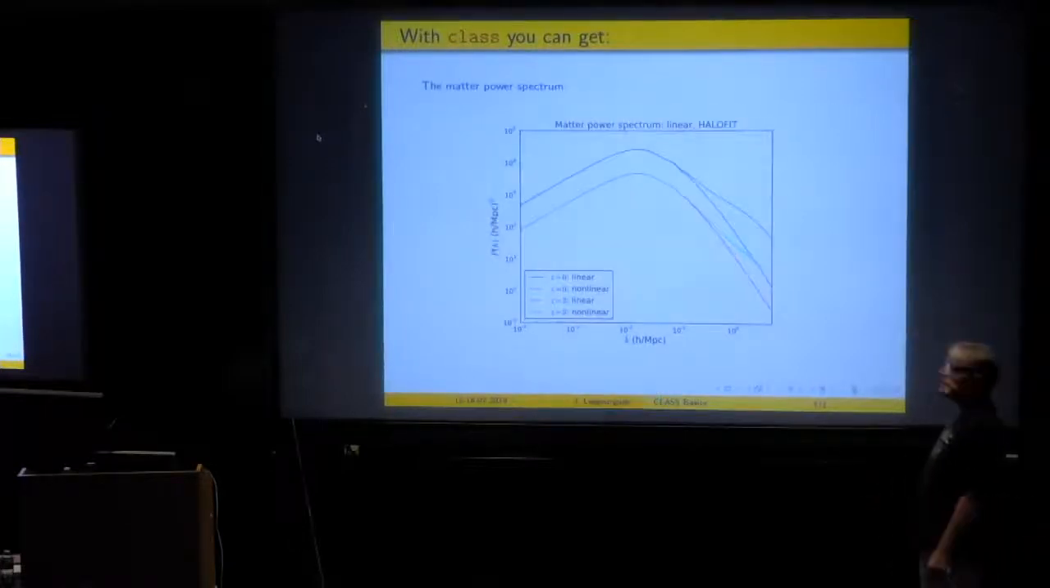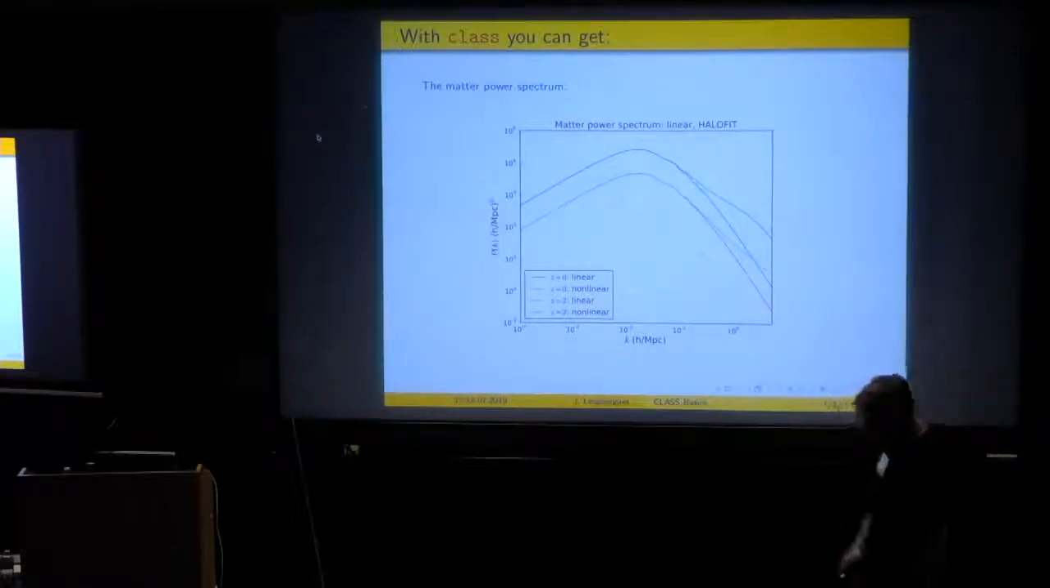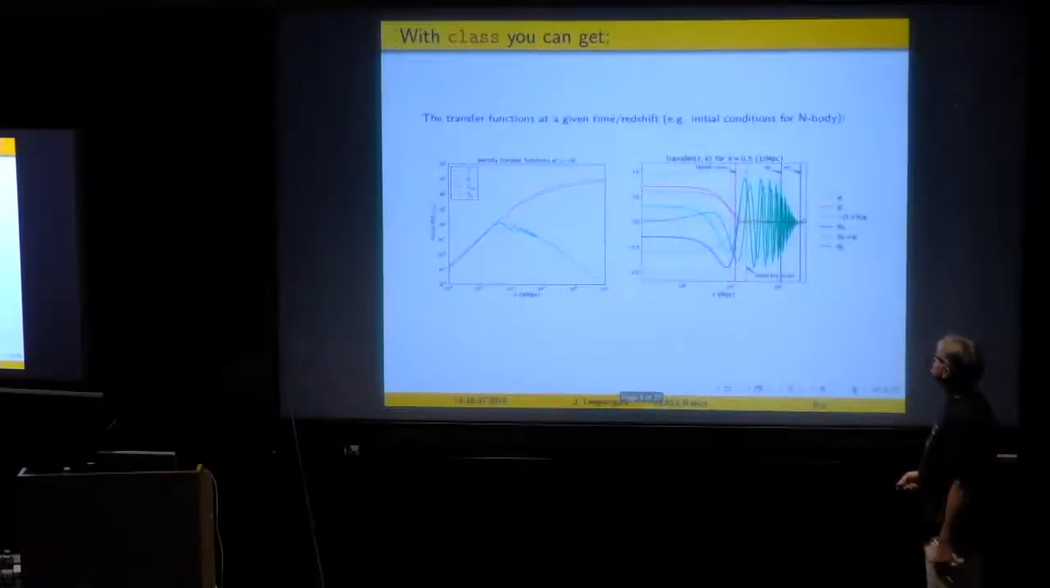If you are more a large-scale structure cosmologist, you can, of course, output the matter power spectrum, the linear one, because it's a primordial goal of such kind of a code, or maybe some corrections coming from HaloFit or HMcode or an algorithm like this. Okay, this is all very basic.